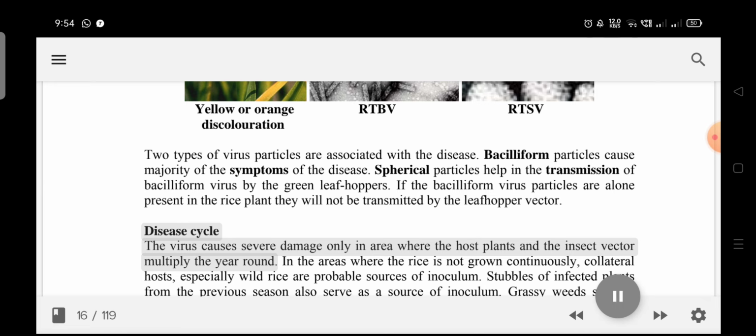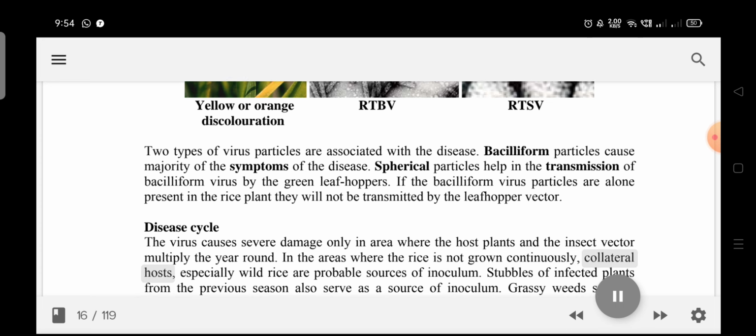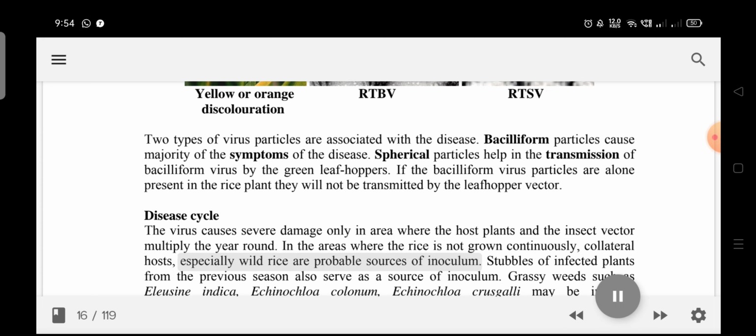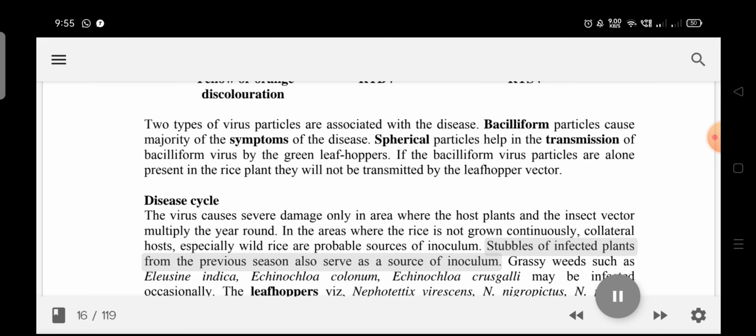Disease cycle: the virus causes severe damage only in areas where the host plants and the insect vector multiply the year round. In the areas where the rice is not grown continuously, collateral hosts, especially wild rice, are probable sources of inoculum. Stubbles of infected plants from the previous season also serve as a source of inoculum.